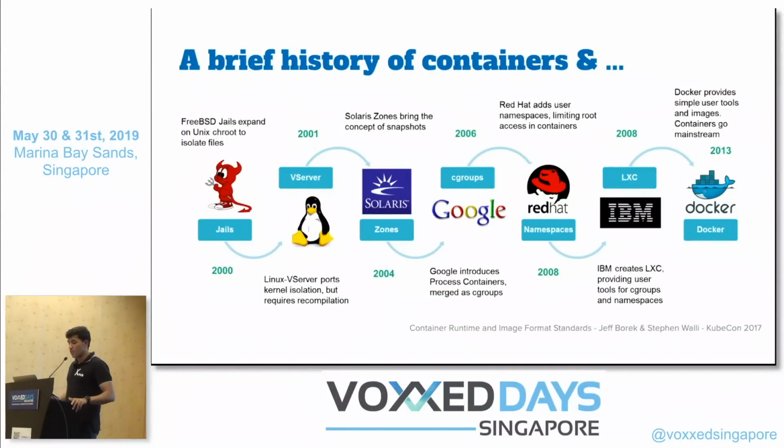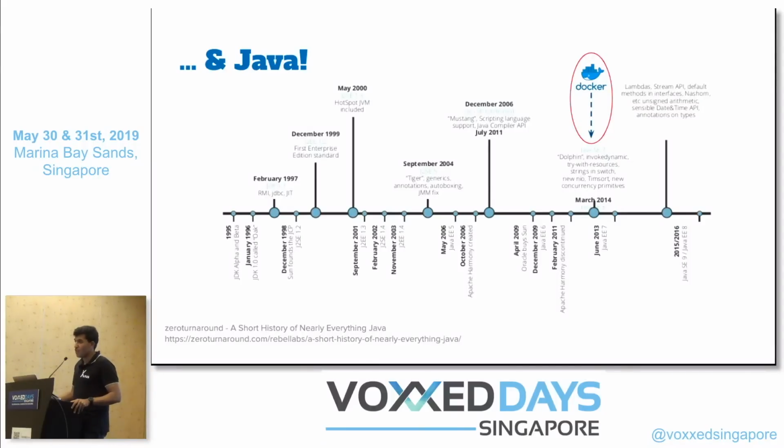The containerization movement started back in 2000 with FreeBSD jails and Solaris zones, and when Docker appeared in 2013, the containers technology exploded in popularity. However, Java, on the other hand, was there since 1997, and when Docker appeared, Java 7 was already out, and the work on Java 8 had already started. And that explains somehow why the JVM is not container aware.